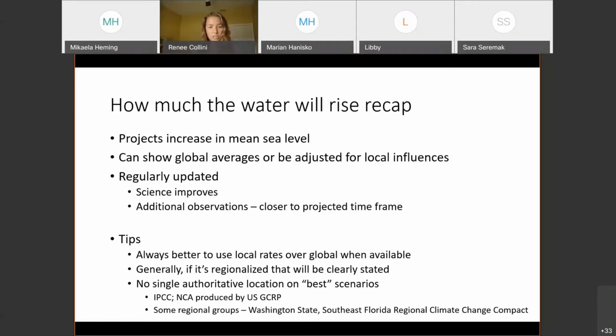The state of Washington has some. The Southeast Florida Regional Climate Compact is another good example. So you can go to groups like this, or people like myself. I think Libby Carnahan's on the phone. I'm not going to go through the whole list, but there are people who work on climate resilience specifically through Sea Grant and other extension sources. So in addition to these authoritative science sources, you can also turn to your local extension agents to help.